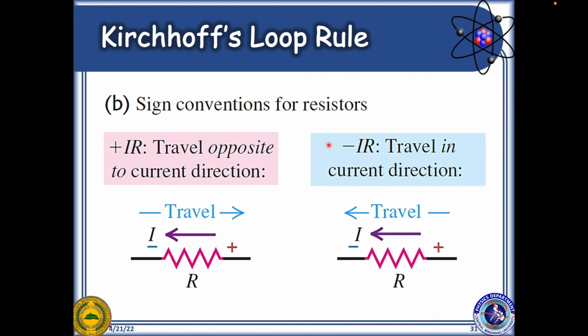If it's a resistor along the loop path, the tendency is that it's a positive IR if the travel or the loop direction is opposite to your current direction, and negative if the current and the loop directions are the same.